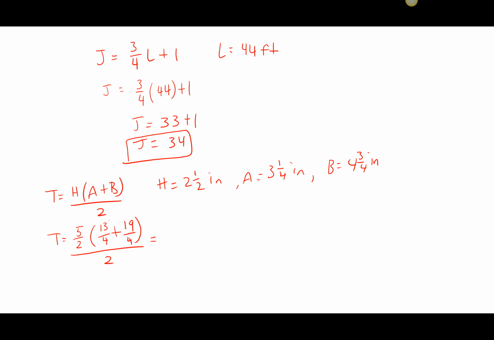So then we do the parentheses first, so that's going to be 5/2 times, when you do this, that's going to be 32/4, all that divided by 2. Now, 2 and 4, you need to find a common denominator. So if we use 4 here, 2 will go into 4 2 times. 2 times 5 is 10. So that's going to be 10/4.